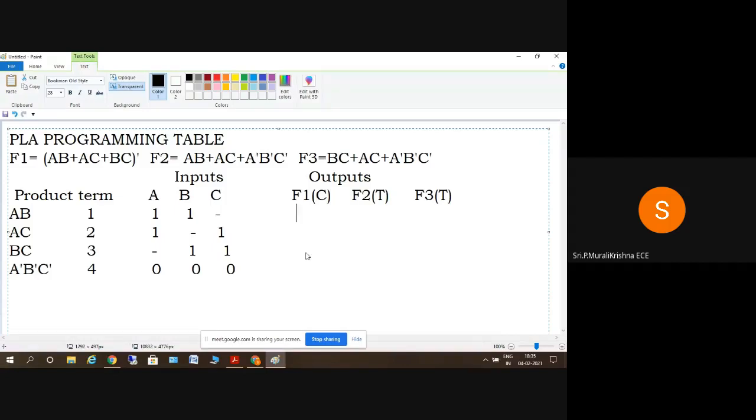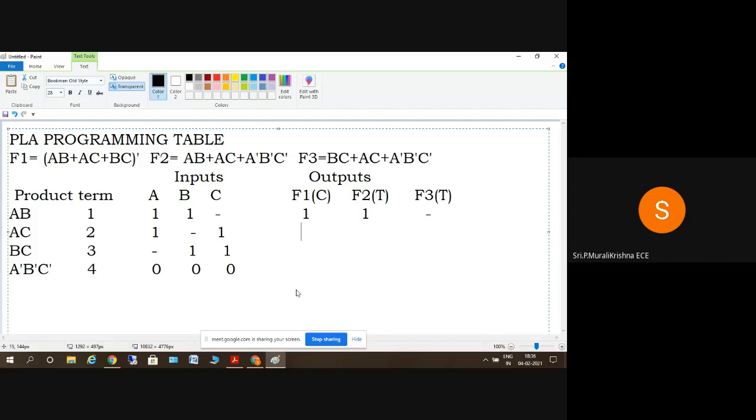Okay, and what I have to do here is, if these product terms are there in the true form, if F1 has the product term, put 1, otherwise put a dash. So in F1, I have AB, so I'll put it as 1 here. In F2, I have AB, I'll put it as 1. In F3, I have no AB here, so I'll put a dash here.